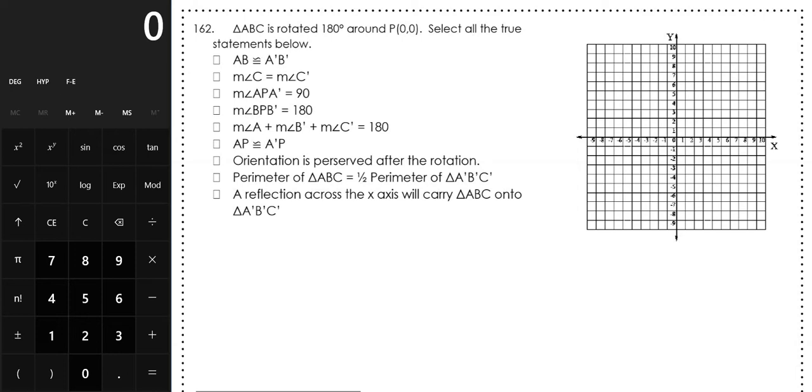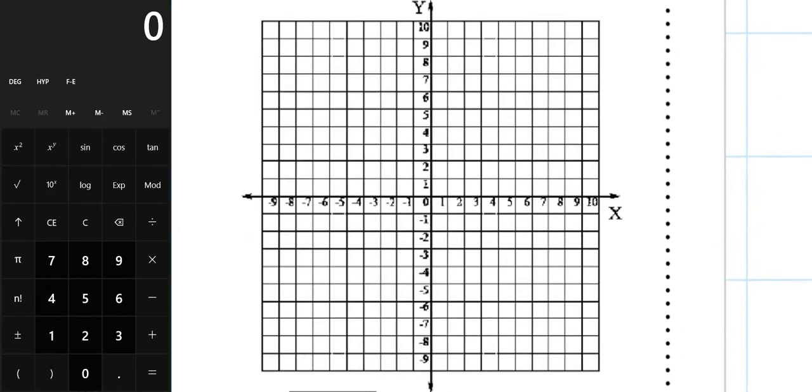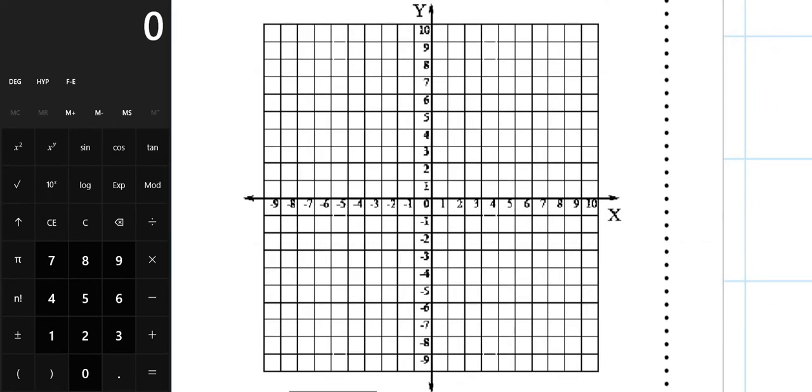So in a situation like this, I provided a graph for you because you should try any triangle and go through the motions, rotate it 180 degrees, and see which of the statements would be true. Since it does not specify the triangle, make your own. So I'm going to go to my visual here, my graph, and I'm going to make up a triangle.